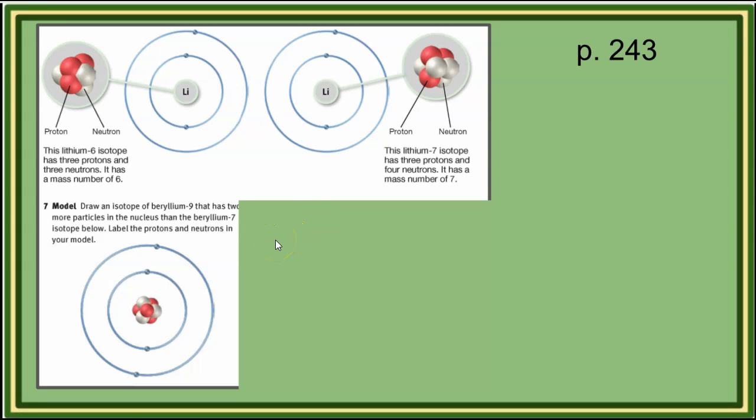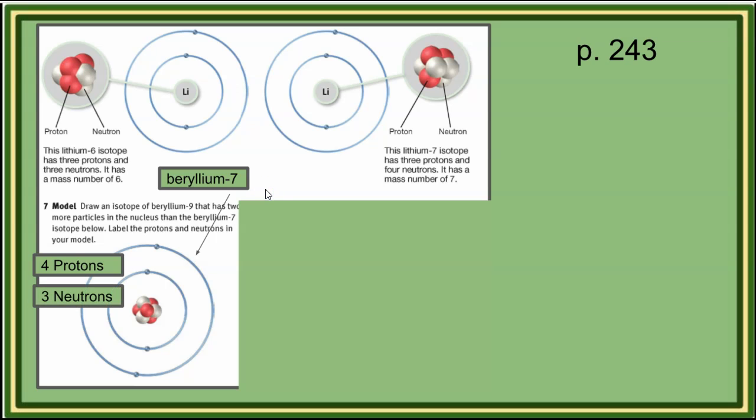Number 7 says, draw an isotope of beryllium-9 that has 2 more particles in the nucleus than the beryllium-7 isotope below. Label the protons and neutrons in your model. So this is beryllium-7. It has a mass number of 7. It has 4 protons because beryllium always has 4 protons. That's its atomic number. It has 3 neutrons and 4 electrons.